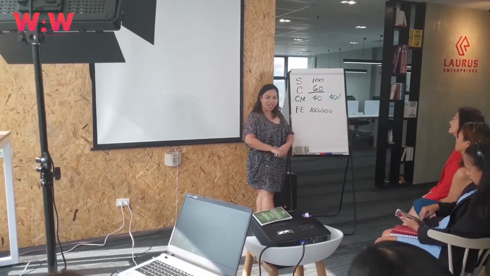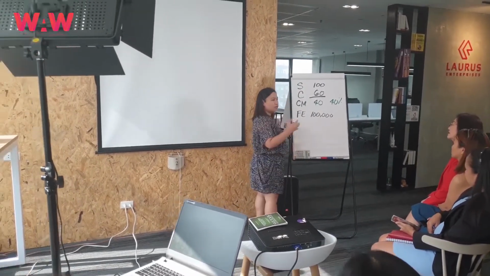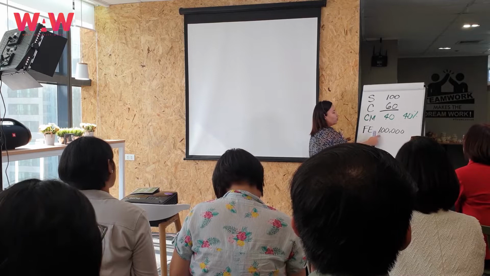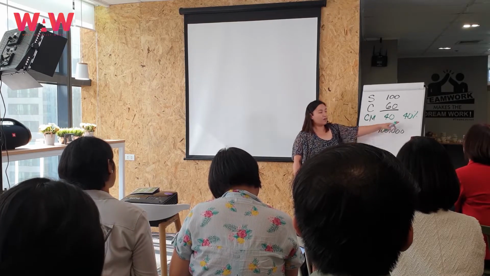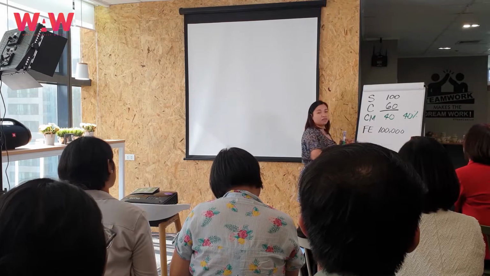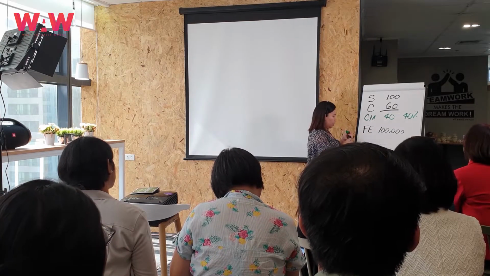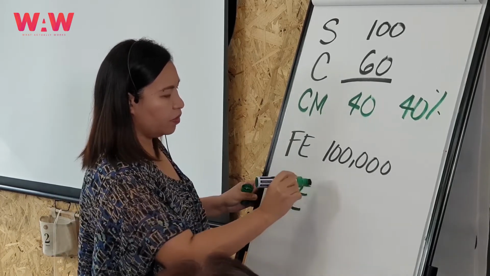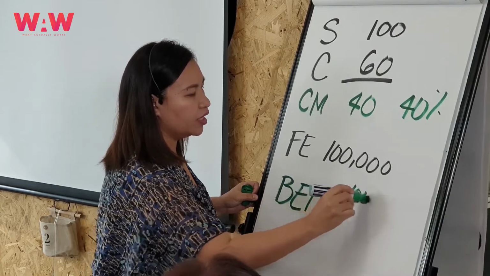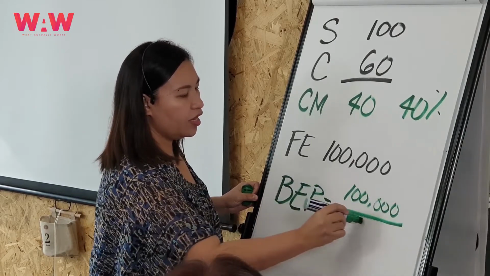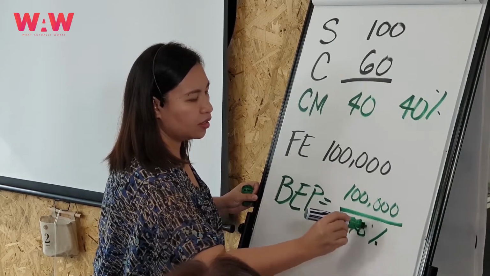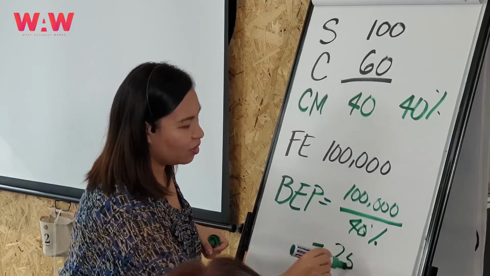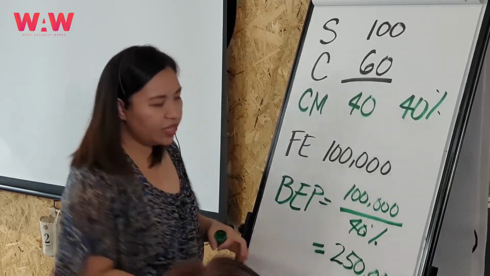So how much should be the break-even point? Sounds strange, but it's very easy. So, you just divide your fixed cost by your contribution margin percentage, which is 40. So, to get your break-even point, I'll just put there BEP, you get 100,000 divided by 40%. And you will get how much? 250,000. Okay? So what does that mean?